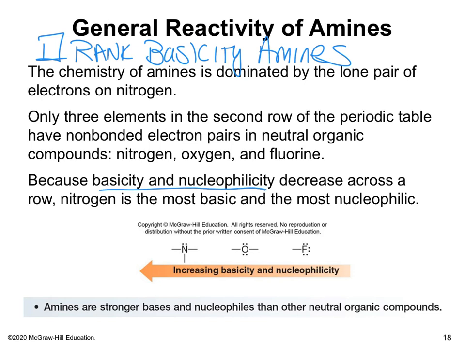Because basicity and nucleophilicity decrease across a row, nitrogen is the most basic and the most nucleophilic. So fluorine is not nucleophilic and not basic, and oxygen is a weaker base and weaker nucleophile than nitrogen. So they're stronger bases.